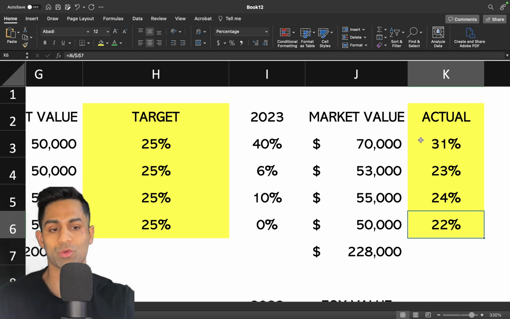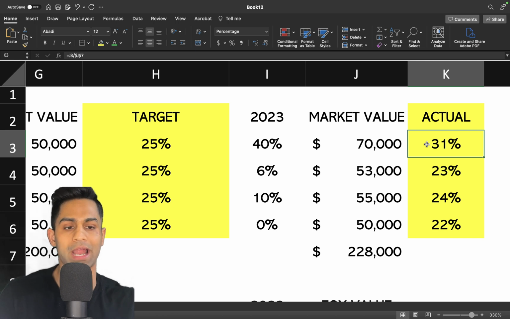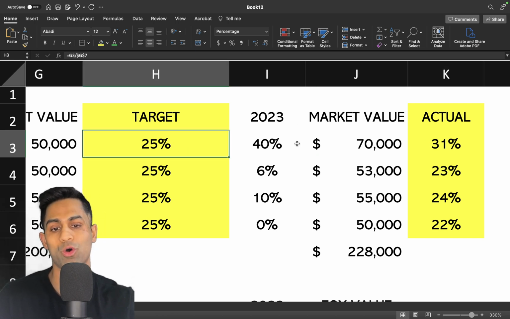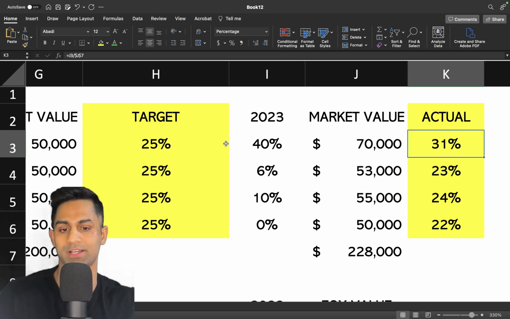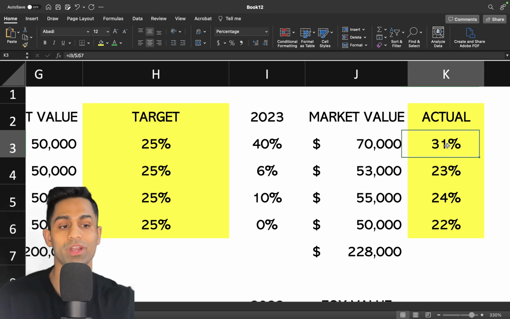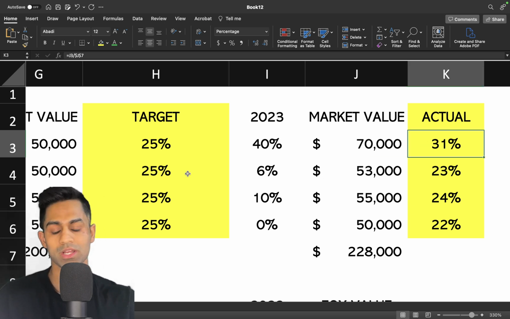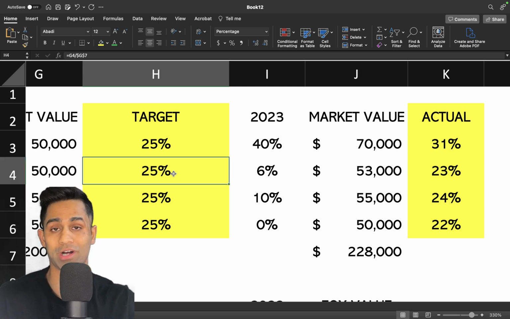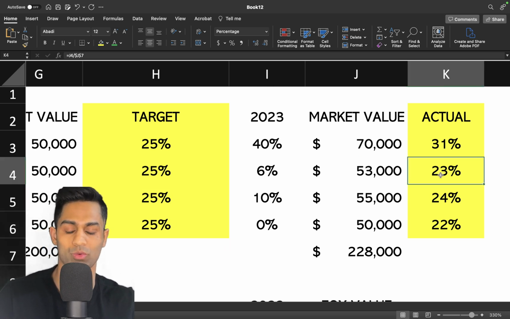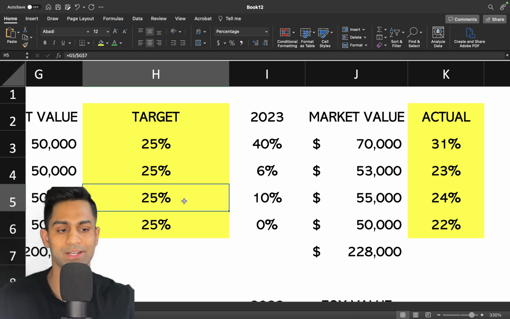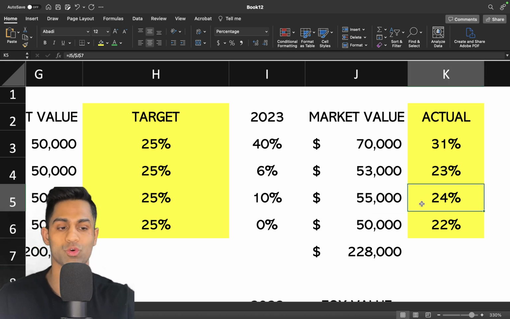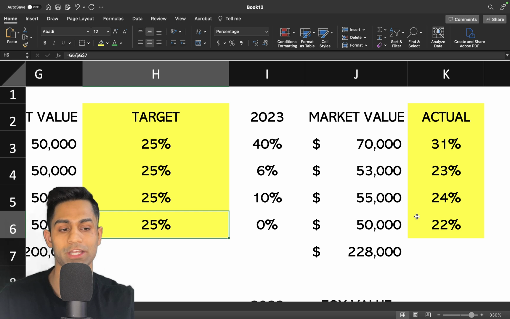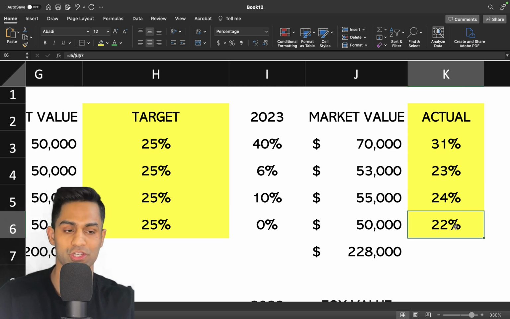whatever it is. So in this example, now after 1 year, after the 40% gain in stocks, you are now overweight equities because their target allocation was 25 and we are now at 31%. Same thing applies to bonds, real estate, and cash. You can see that bonds, it's a little bit underweight at 23%. We've got real estate from 25 to 24%, so slightly underweight, and cash significantly underweight from 25 to 22%.